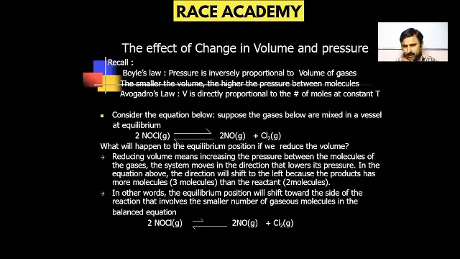Here we need to understand one thing: when the molecule number is more, their pressure is more; when the molecule number is less, their pressure is less. When you reduce the volume, pressure automatically increases, and equilibrium moves in a direction to reduce the pressure. That is the left direction, the backward direction, where the arrow length is given a bigger value.